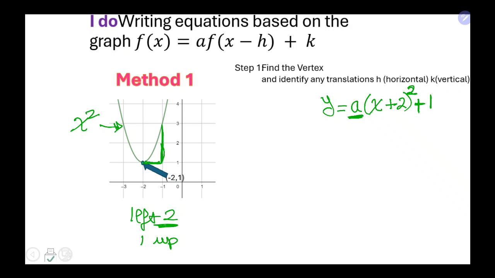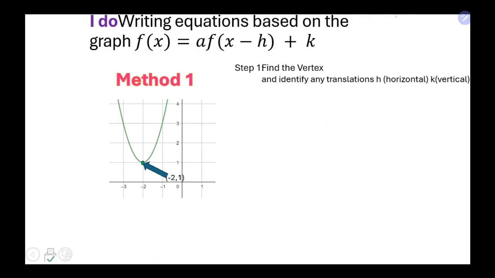So I go 1 and 2. So I went up 2. What is the slope? 2 over 1. Now there is no reflection, so it's positive. So what is the equation? 2 multiplying (x plus 2) squared plus 1. Let's continue.